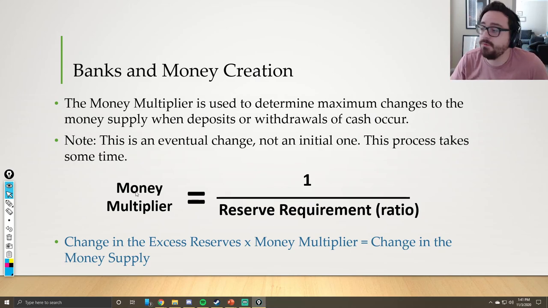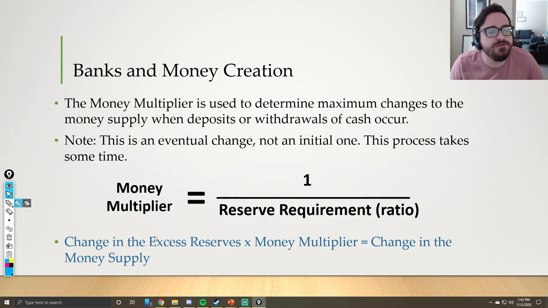And your money multiplier will look a lot like the spending multiplier did. Remember, the spending multiplier was 1 over MPS. It was the reciprocal of the savings. Same exact idea here. It's the reciprocal of the reserve requirement, or the required reserve ratio, which is that like 10% the Federal Reserve makes the bank hold on to. 10% would be 0.1, so 1 over 0.1 would get you the money multiplier. 1 over 0.1 is 10.